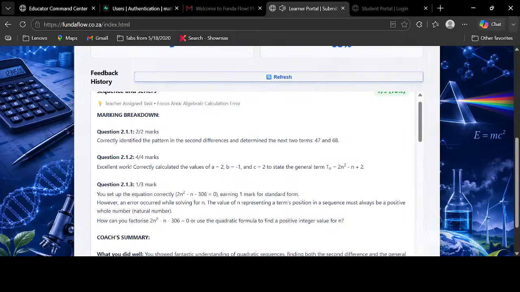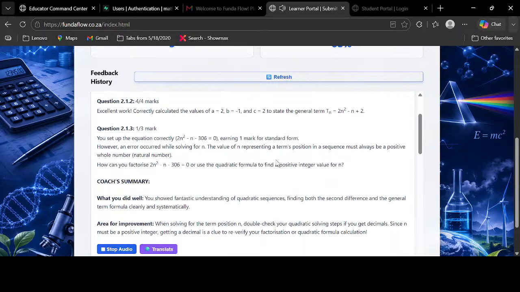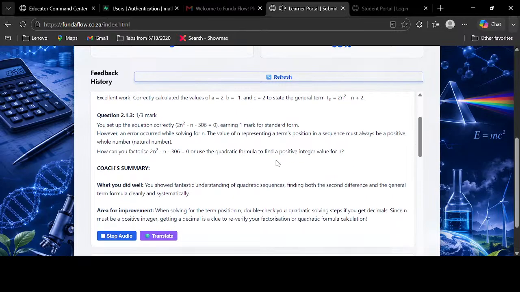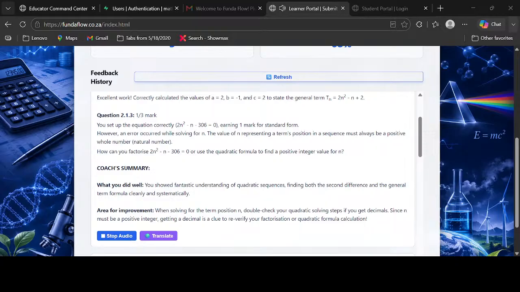Coach's summary: what you did well, you showed fantastic understanding of quadratic sequences, finding both the second difference and the general term formula cleanly and systematically. Area for improvement: when solving for the term position n, double check your quadratic solving steps if you get decimals. Since n must be a positive integer, getting a decimal is a clue to re-verify your factorization or quadratic formula calculation.